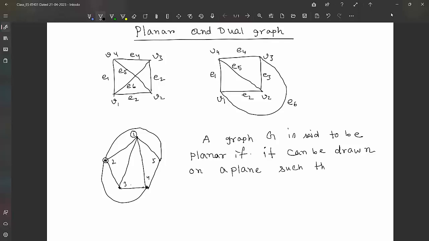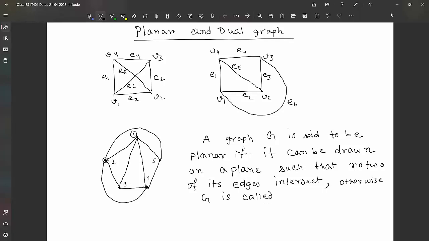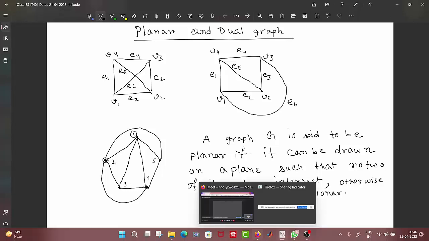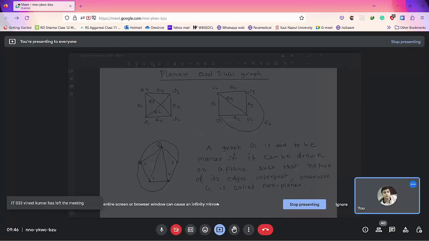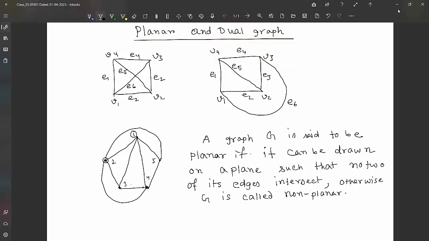and such that no two of its edges intersect, otherwise G is called non-planar. Is it clear to everyone? What is a planar and what is a non-planar graph?